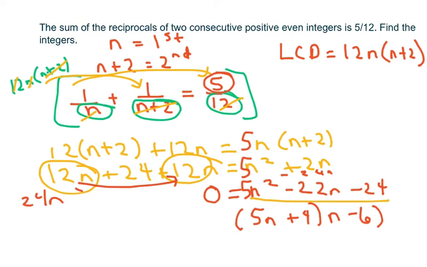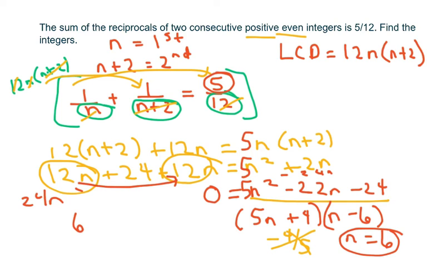Well, we want the sum of positive even numbers. So this one right here is negative 4/5. We have to disregard this one. And here we have n equals 6. So that means my first number is 6. Therefore, my second number is going to be 8. And that would be your answer.